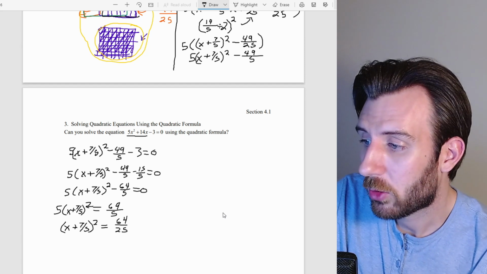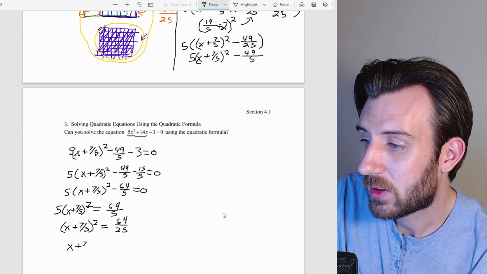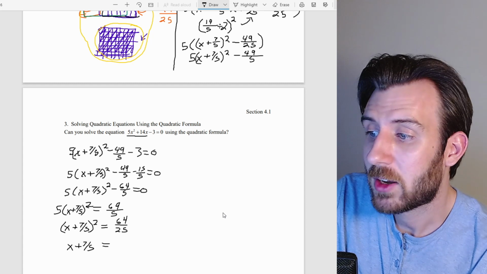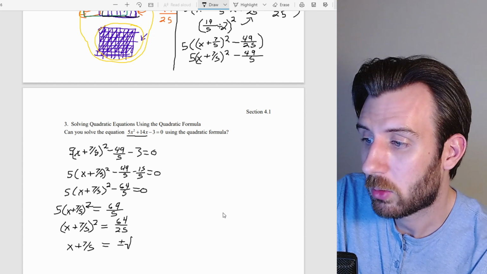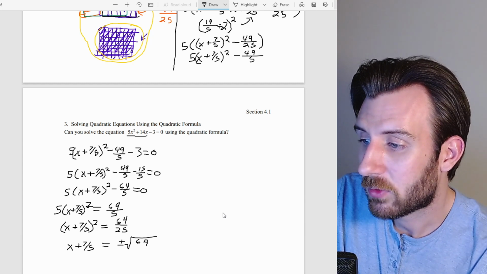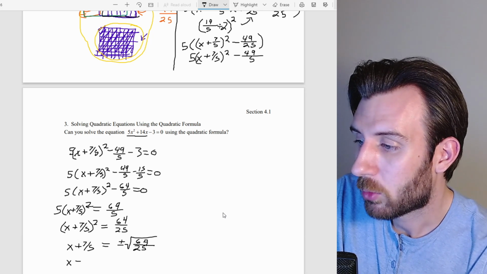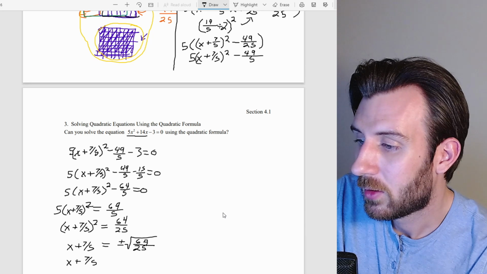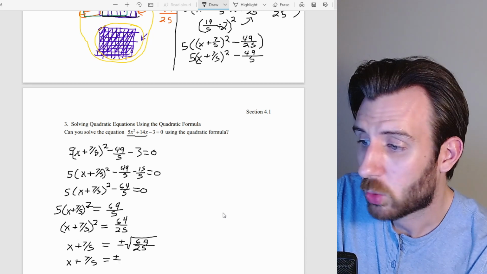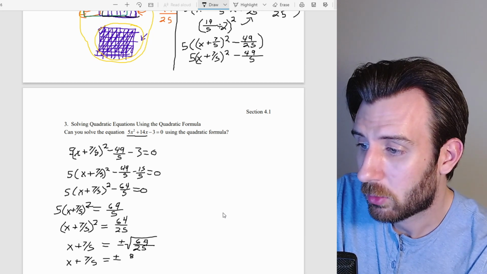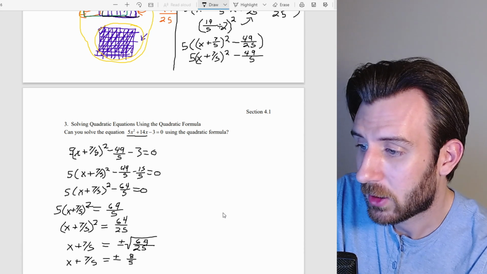We would square root both sides. That would get me x plus 7/5, oh, not square root, plus or minus square root both sides, plus or minus square root the 64 and the 25, which we could then write even more simply as saying that is going to be a plus or minus square root of 64 would be 8, and square root of 25 would be 5, so plus or minus 8/5.